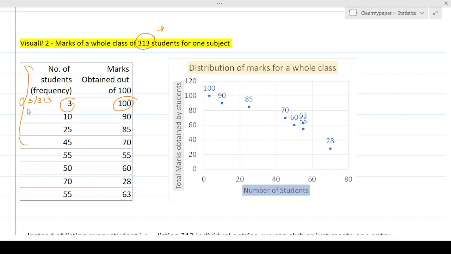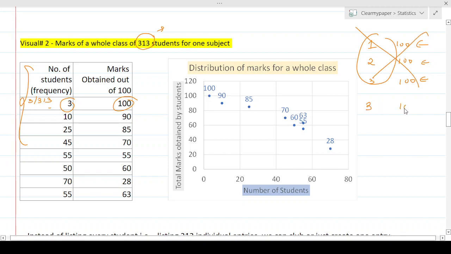So instead of making 3 entries for these students, we are just combining this frequency so that the table will not become long. Otherwise we'll have to list everyone: one student got 100, there's another student who got 100, there's another student who got 100, and then we'll continue. So instead of having these 3 rows, since all of them have got the same marks, we cancel this out. We just put one row. We have 3 students and we have 100 marks here. So we are grouping the frequency, okay? I just want to explain that.